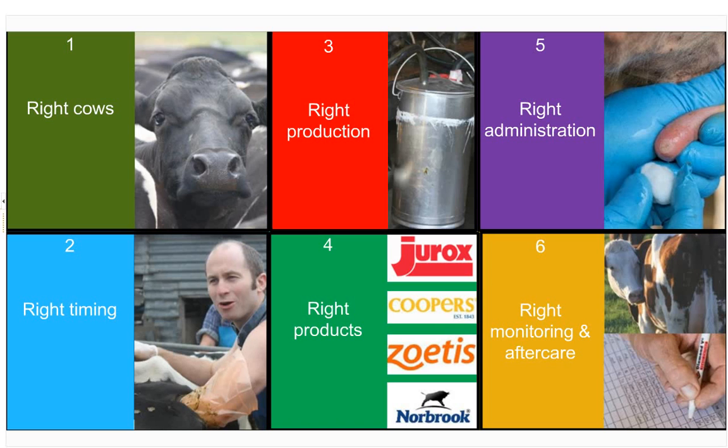But then it's a matter of choosing the right products and whether a cow needs an antibiotic or not, or an internal teat sealant or not. And achieving the right administration is perhaps where some of the biggest gains can be achieved on many farms, and we'll discuss later how this may be achieved. Lastly, it's a matter of being careful about the environment before and after dry-off and monitoring the cows in the dry period as well as measuring performance when they calve.